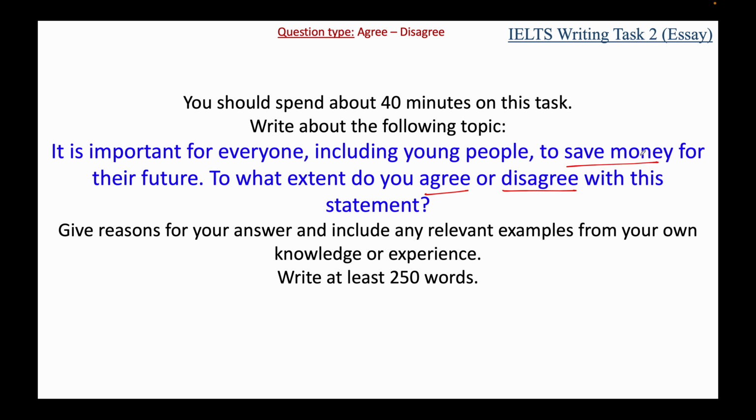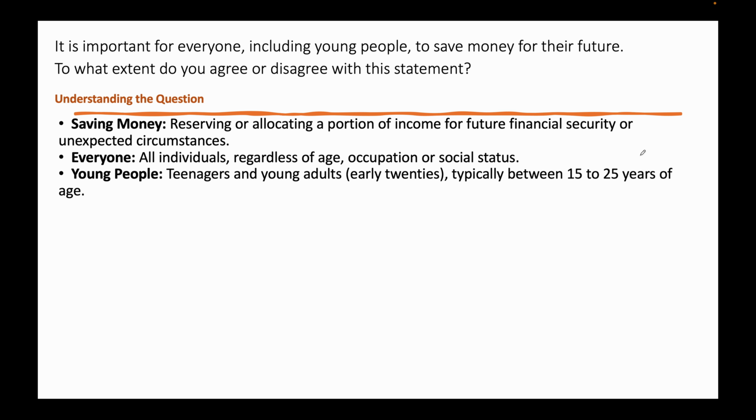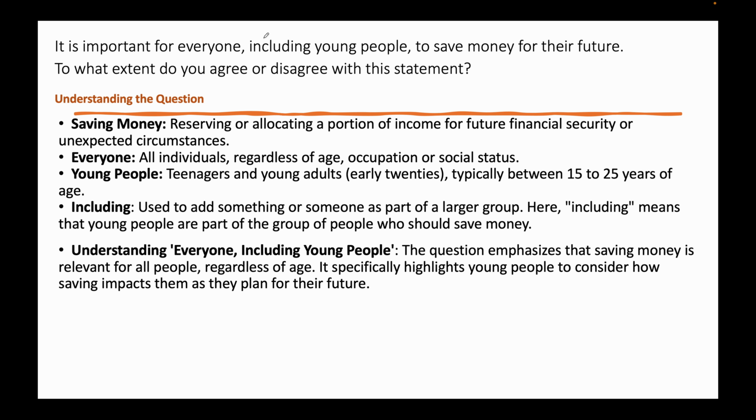Let's break down the question. Saving money means not spending all your earnings, putting aside some for future use. Everyone means all individuals, regardless of age or job. Young people usually refers to those between 15 and 25 years of age. The question asks us to consider everyone, but it highlights young people. We need to focus on them in our essay too.